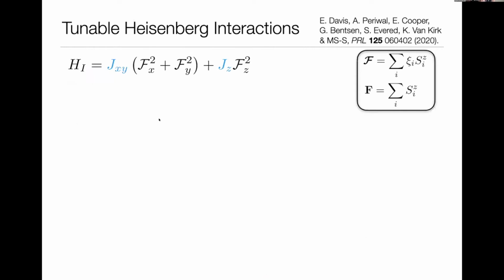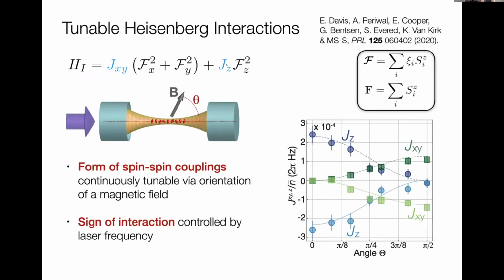And one of the neat things we can do in this system is flexibly tune the relative strength of this XY coupling and the Ising coupling. Simply, it turns out, by controlling the orientation of a magnetic field relative to the cavity axis. And we can control the sign of the interaction simply by controlling the sign of a laser detuning relative to cavity resonance. So those two ingredients give us, here's a plot on the right where we've mapped out both the Ising coupling and the spin exchange coupling as a function of angle of a magnetic field. And we can fully tune from the limit of pure Ising to pure spin exchange and anywhere in between. Okay, and we can also access either sign.